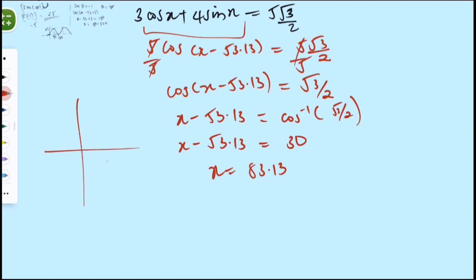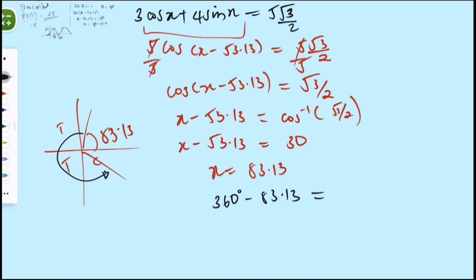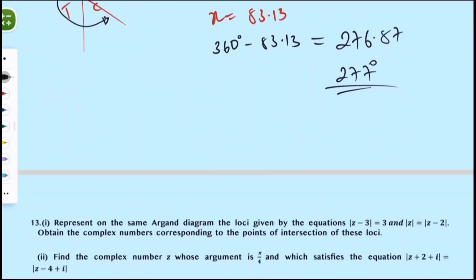Using the 4 quadrants where we have CAST, cos is positive here and here. So the first angle would be 83.13. And then the second angle would be right over here. In this case, we have to do 360 degrees minus 83.13 to get 276.87, which is 277 degrees. Those are all the values of x. Next question.